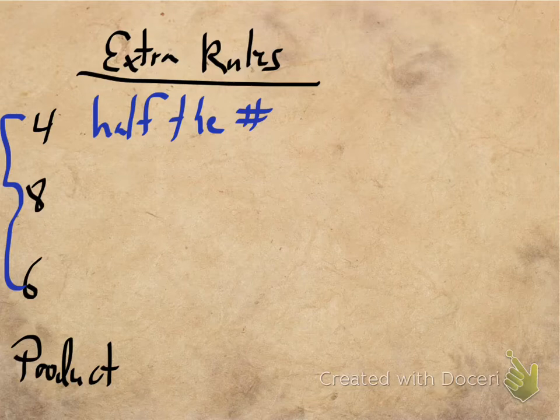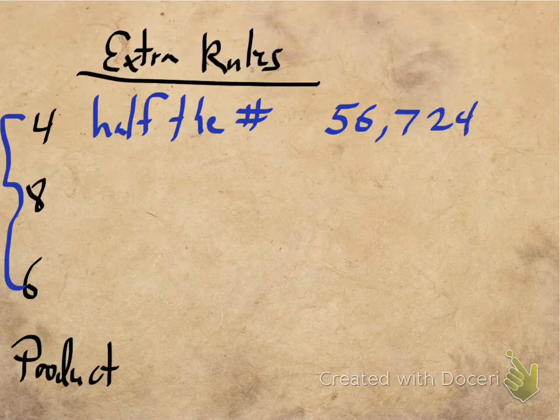Another way to test for 4, let's say with a really big number, like 56,724. It turns out, if you just look at the last 2 digits, if the last 2 digits are divisible by 4, and obviously 24 is 4 times 6, then the whole number is. You don't have to test the whole thing. So both of those are 4 rules.